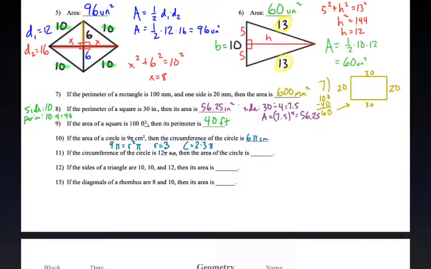To go the other way around, if the circumference is 12 pi millimeters, that 12 is double the radius, so the radius is 6. Area is the radius squared times pi.